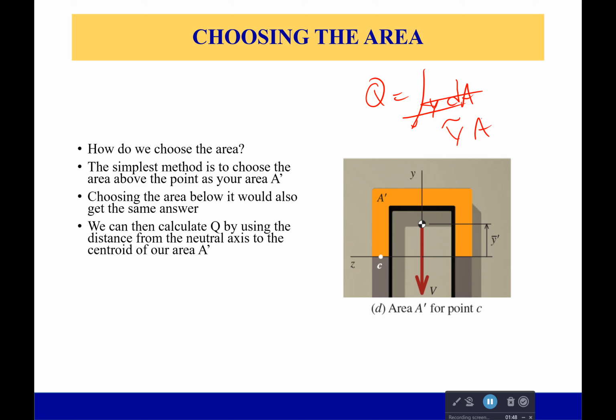So now with that in mind, we can calculate Q by finding the distance from our neutral axis to the centroid of this area. Okay, not the big rectangle right here, just the centroid of this shape right here. So it would look something like this. We have our distance from the neutral axis to the centroid of my area times the area of that section.